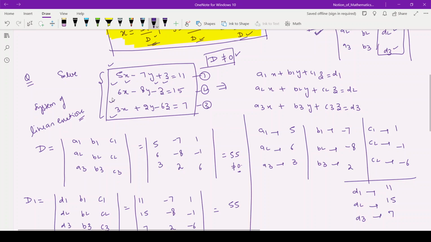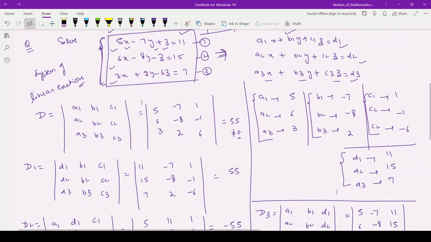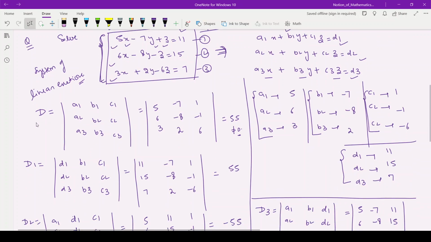So here in this one, a system of linear equations is given. What we can do is compare it with a1x + b1y + c1z = d1, a2x + b2y + c2z = d2, a3x + b3y + c3z = d3. You can observe here the values of a1, a2, a3 can be obtained by comparison of this system and this system. The values of b1, b2, b3 are also obtained by comparison. The values of c1, c2, c3 are also obtained, as well as the values of d1, d2, d3. So now students, we will be finding the value of determinant D.